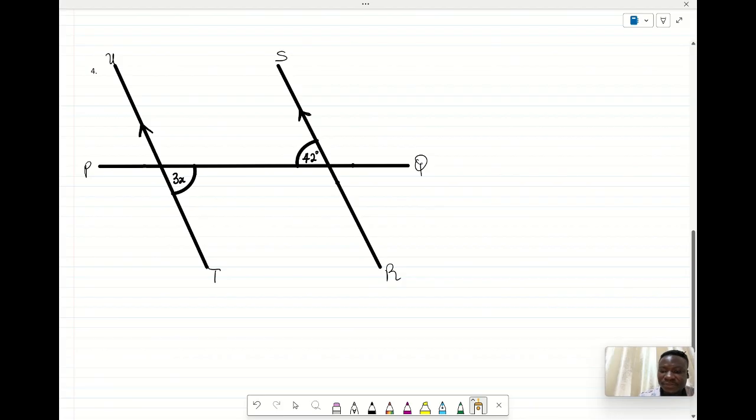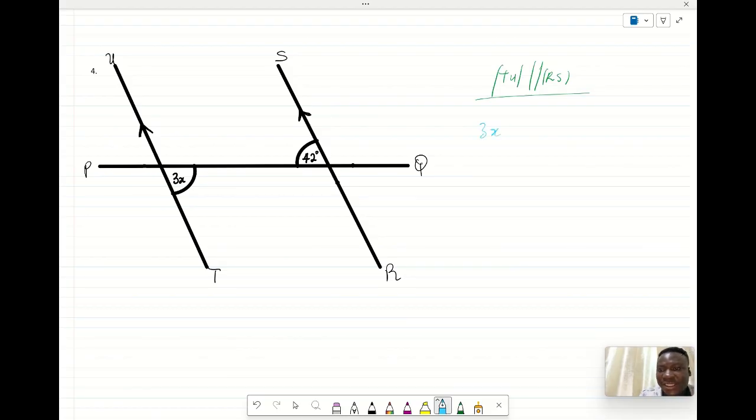In this question, it is clear that the line TU is parallel to the line RS. So we can write that line TU is parallel to line RS, whereby the line PQ is a transversal line. If you understand that the line PQ is a transversal line which cuts these two parallel lines, then it is clear that the angle here will be alternate to the angle here. Very simple. So alternate angles are equal.